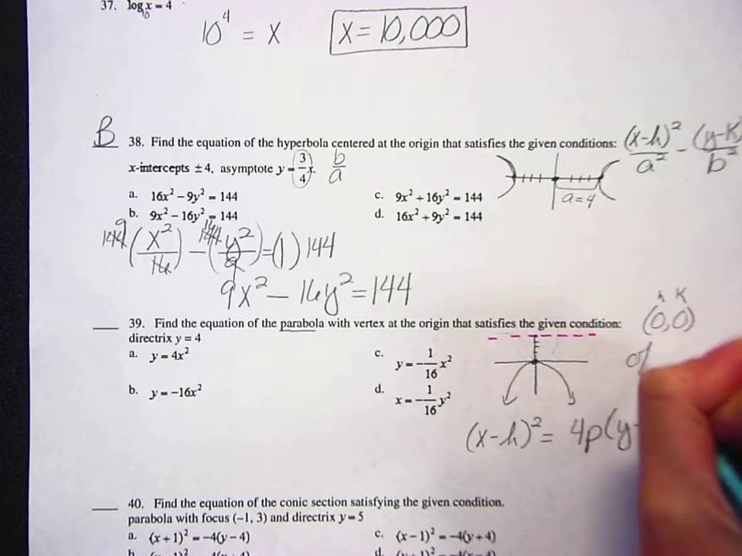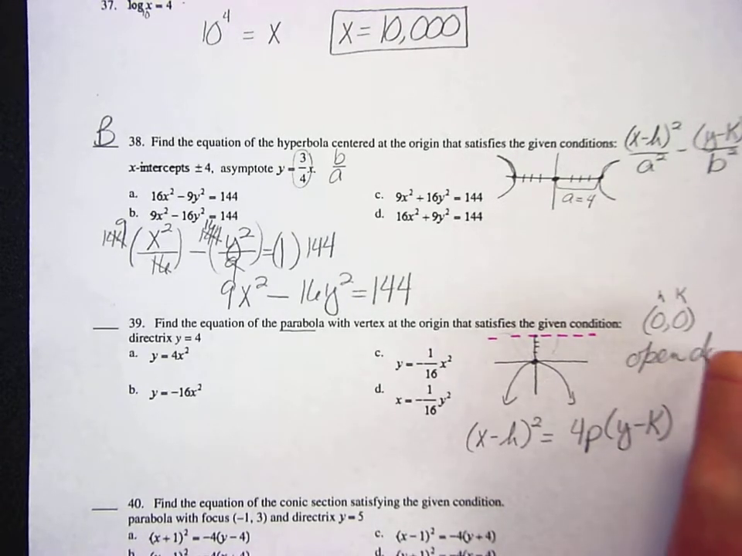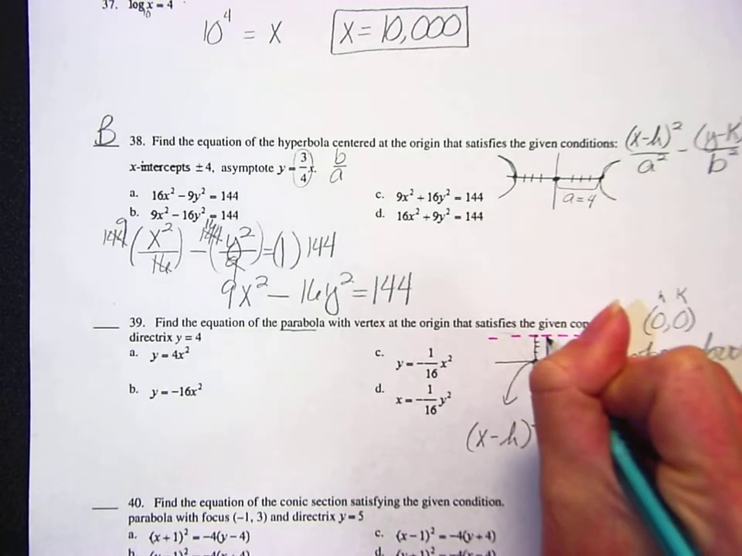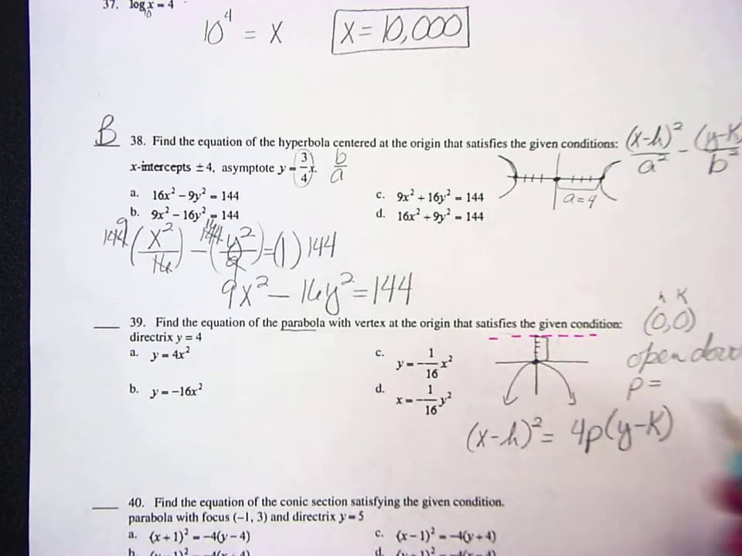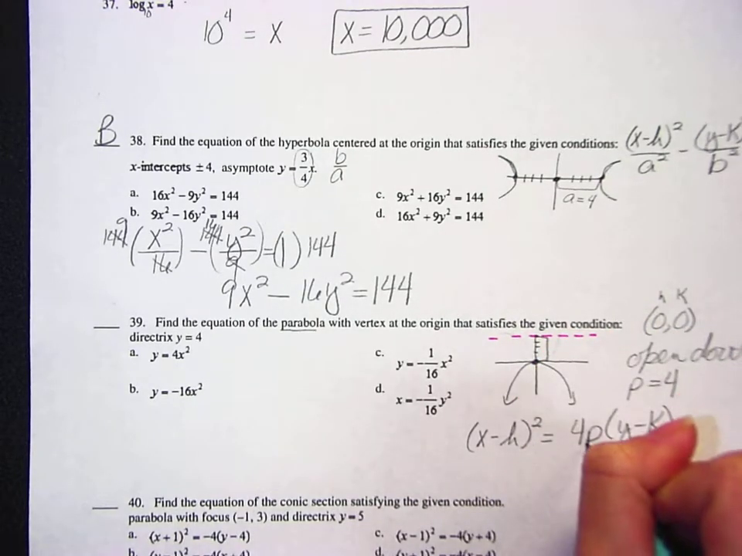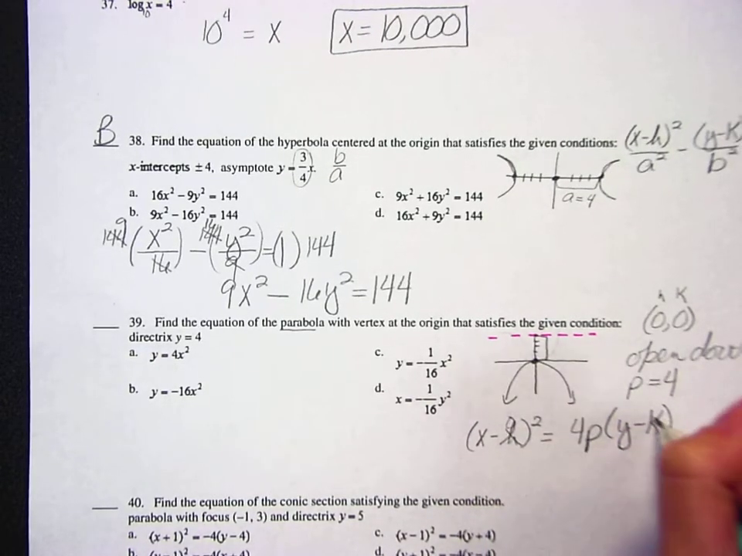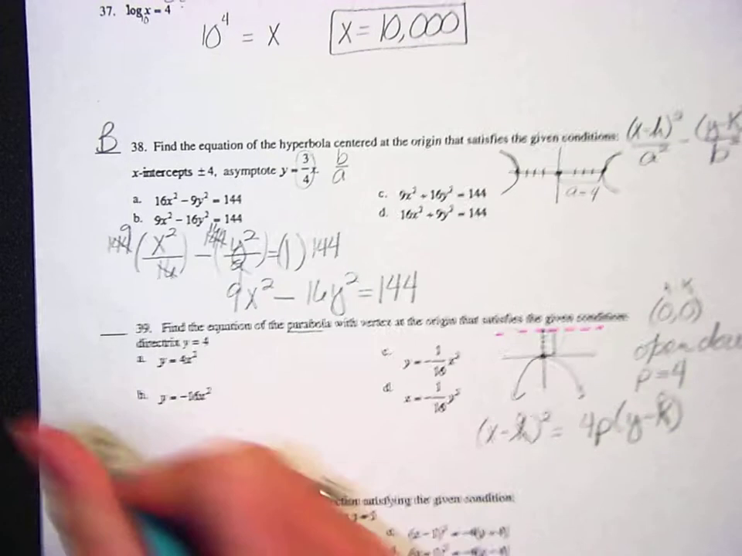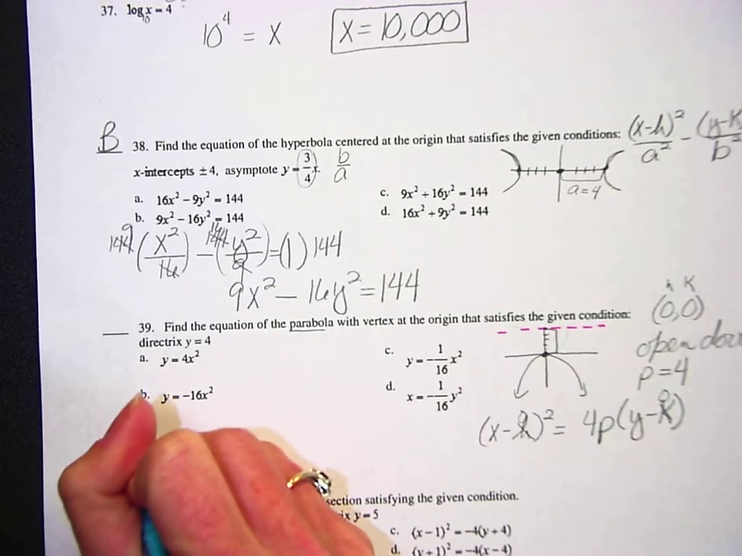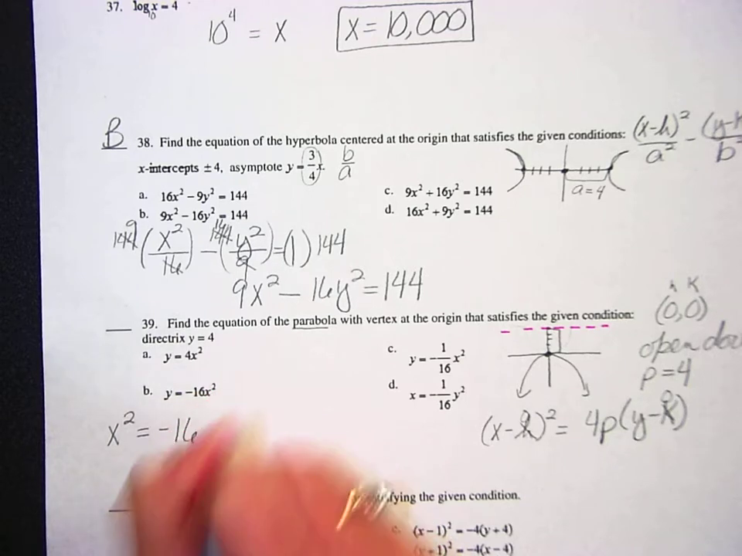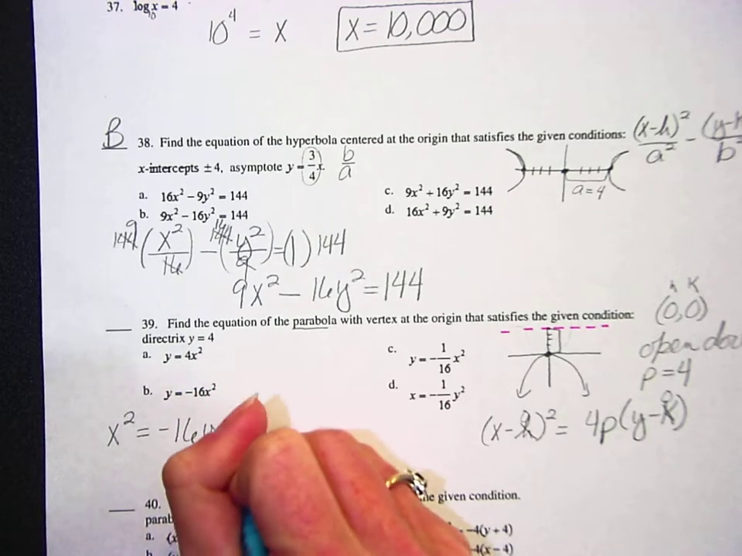Okay, so this one's going to open down. The other thing that I know is that my 4p value is going to be negative. So I'm going to say that p is the distance here between my vertex and my directrix, so that's going to be 4. But again, I know it needs to be negative when I put it in right here. All right, so I know h is 0. I know k is 0, so I'm going to say that my formula originally is x squared is equal to negative 16, and then we're going to put a y over here.